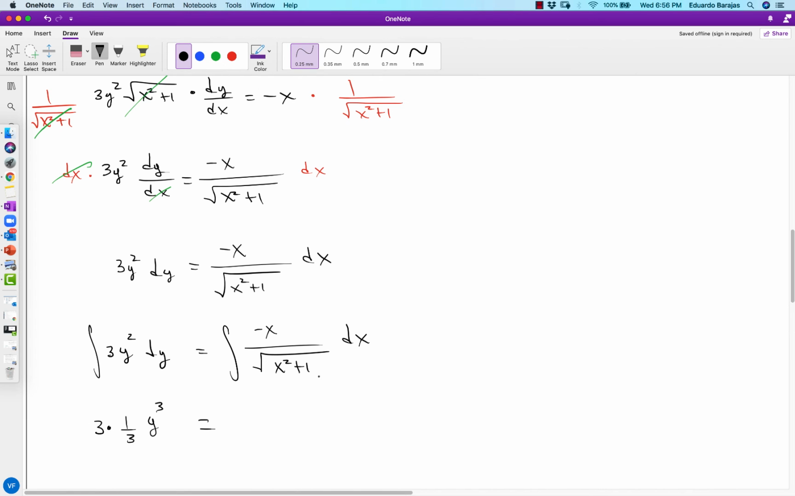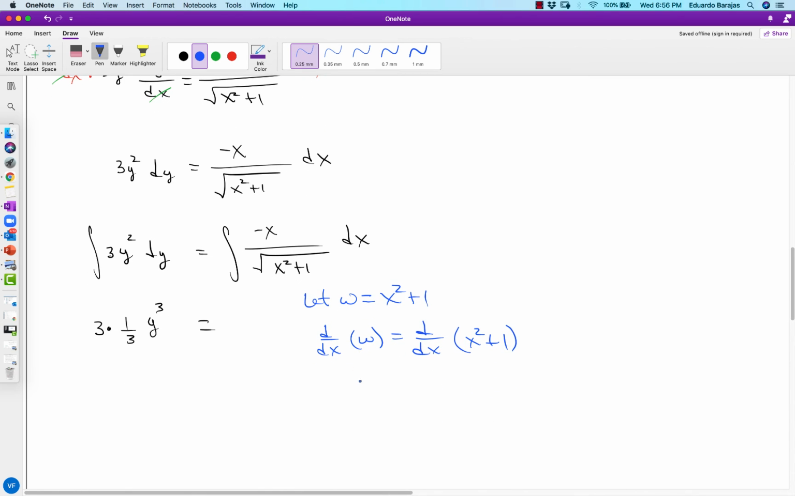The right-hand side is going to take a little bit more work. Let's use a w substitution. So let's let w equal this, which is x squared plus 1. The derivative with respect to x of w is then dw dx equals 2x, which is, well, luckily there's a variable x right there, so that's going to work out nicely. This is going to be 2x dx.